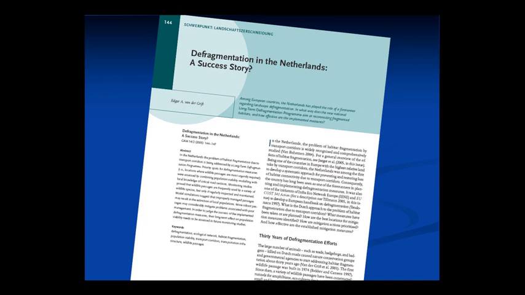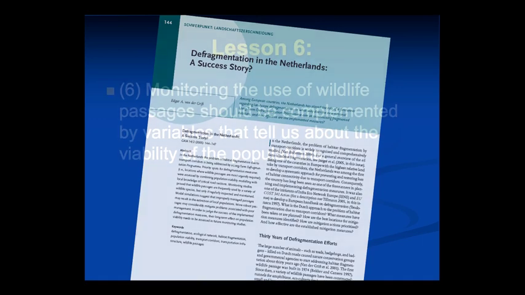They're in the process of putting 400 million euros into the defragmentation of the Netherlands. So this is money you could save.